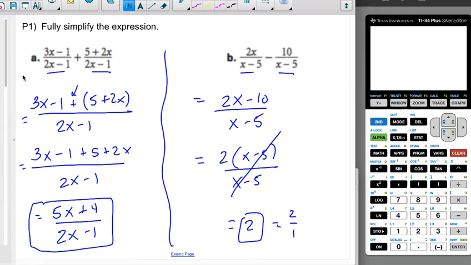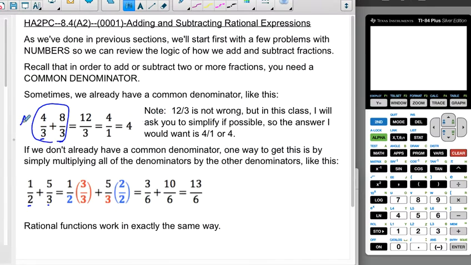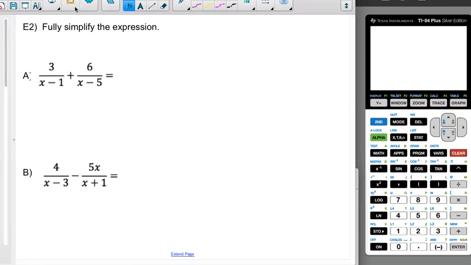That's the same answer. All right, so E1 and P1 were similar to this first example where I already had a common denominator. So now let's deal with what happens when we don't have a common denominator. In E2, my denominators are different. x - 1 and x - 5 are different denominators.